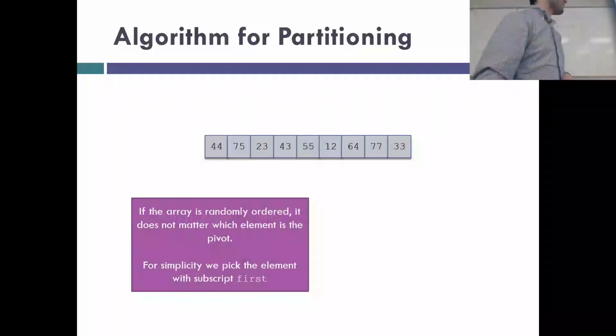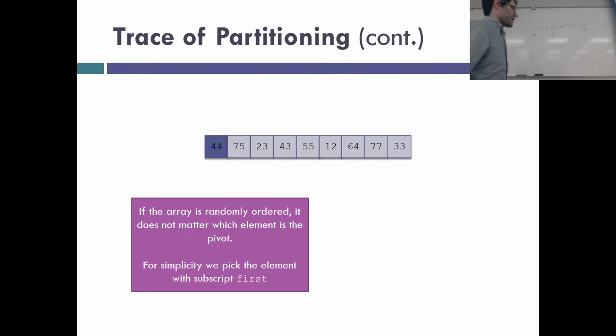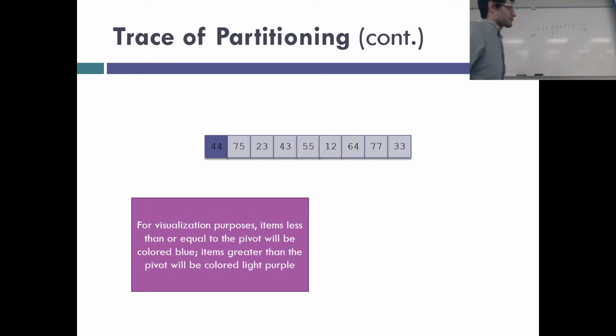Let's look at the example. Finally, let's look at the example the book has. It selects the first item as the pivot. It colorizes them so that the light purple is bigger than the pivot, and anything that's smaller than the pivot is blue. Okay, so it's colorized them.